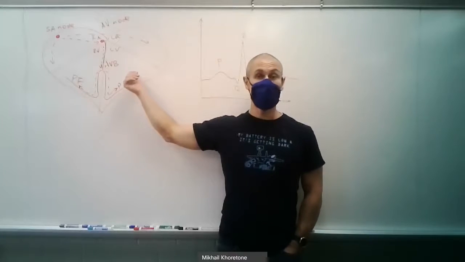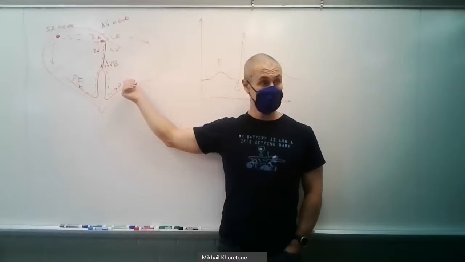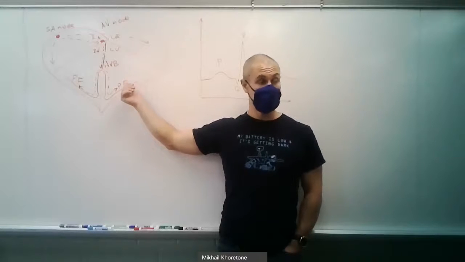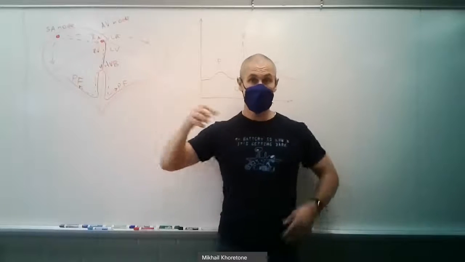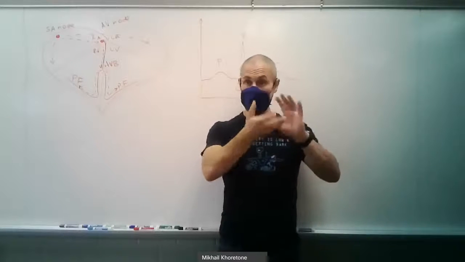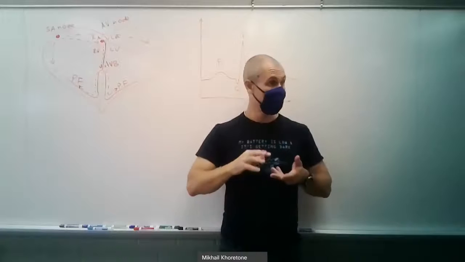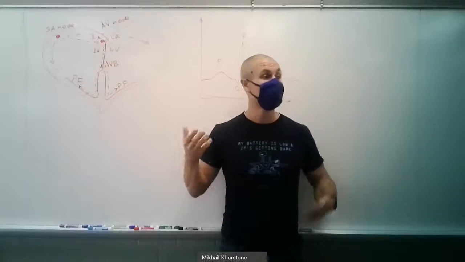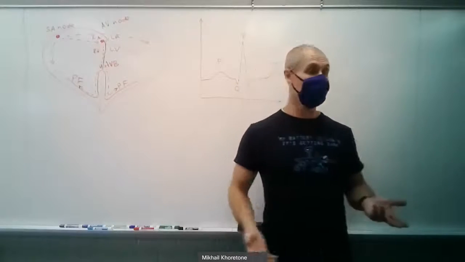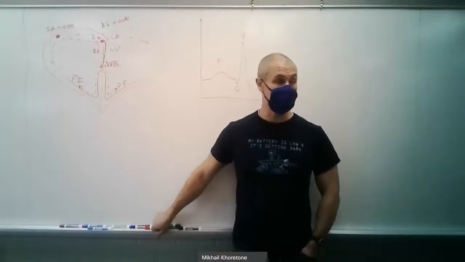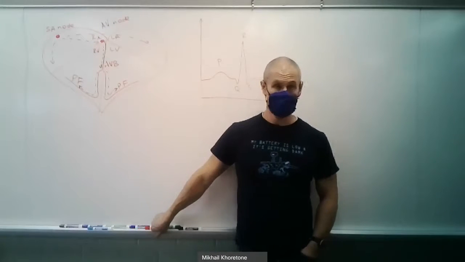Now, if ventricular fibrillation occurs, then it's bad. Because if ventricles start to do something like that in an asynchronized manner, can they pump? They can't pump, blood isn't getting delivered to the lungs and to the tissues. Does that make sense?